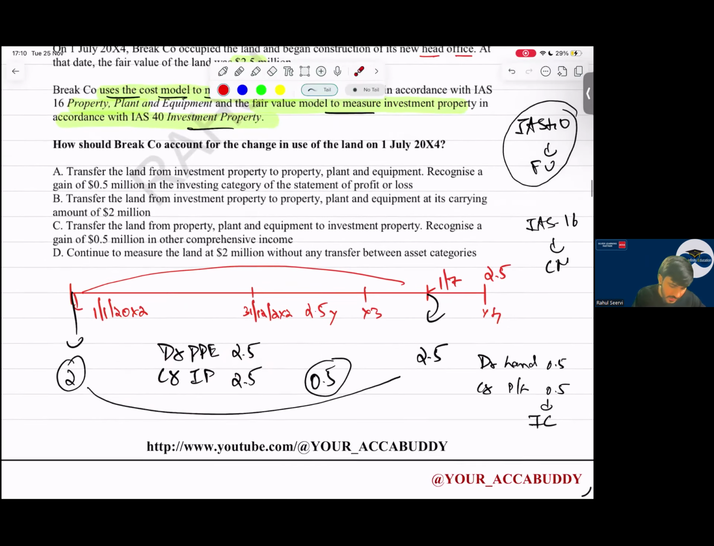Recognize a gain of 0.5 million in investing category. Yes, sir. We will do it. Of the P&L. Yes, this is the right option. But let us read the other options.